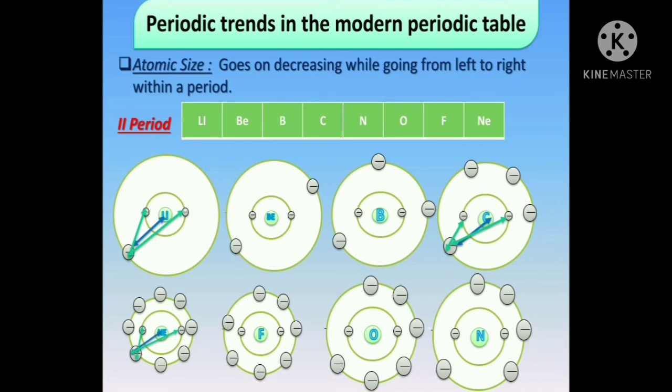That is why as the pull from the center is more, the atomic radius will decrease instead of increase, even though the atomic numbers are increased, because the electrons are added in the same shell, that is the valence shell. That is why finally the atomic size goes on decreasing while going from left to right within a period.